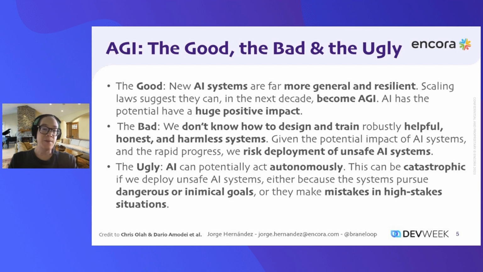Now, the bad thing about that is that we don't know how to design systems that are robustly helpful, honest, and harmless. Given the potential impact of AI systems and, of course, the rapid progress I just mentioned, there's a risk that we actually deploy systems that are unsafe.